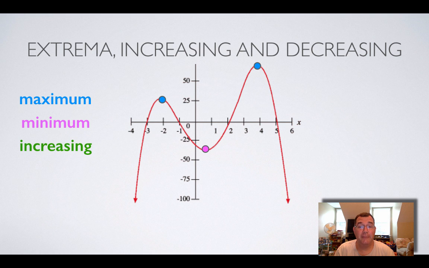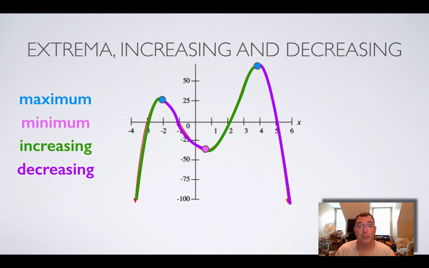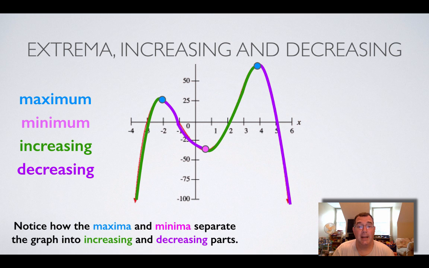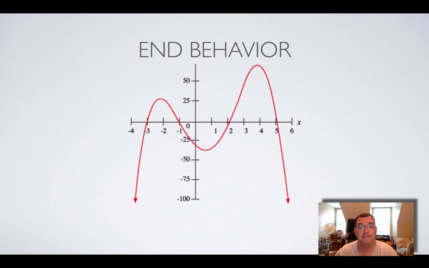Increasing, remember we're reading from left to right. So anytime the graph goes up and to the right, that is where it is increasing. I've labeled those with green curves, and any spot where it's going down and to the right, we consider that decreasing, and I've labeled those with purple. And just like the x-intercepts separated the positive parts and the negative parts, the blue dots and pink dots separate the green and purple areas. In other words, the maximums and the minimums separate the graph into the parts where it's increasing and decreasing.